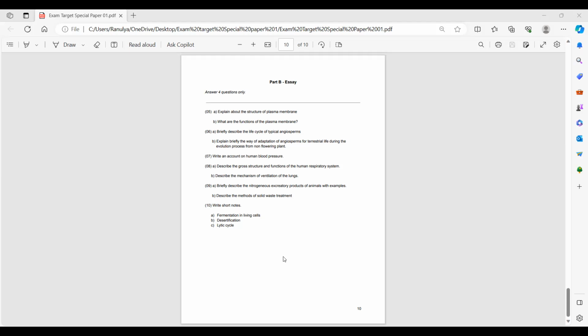This is for question number 6, part A. Describe the life cycle of typical angiosperm. Okay? In the resource book also, in the fourth chapter, there are life cycles of plants. Flowering plants' life cycle is there.